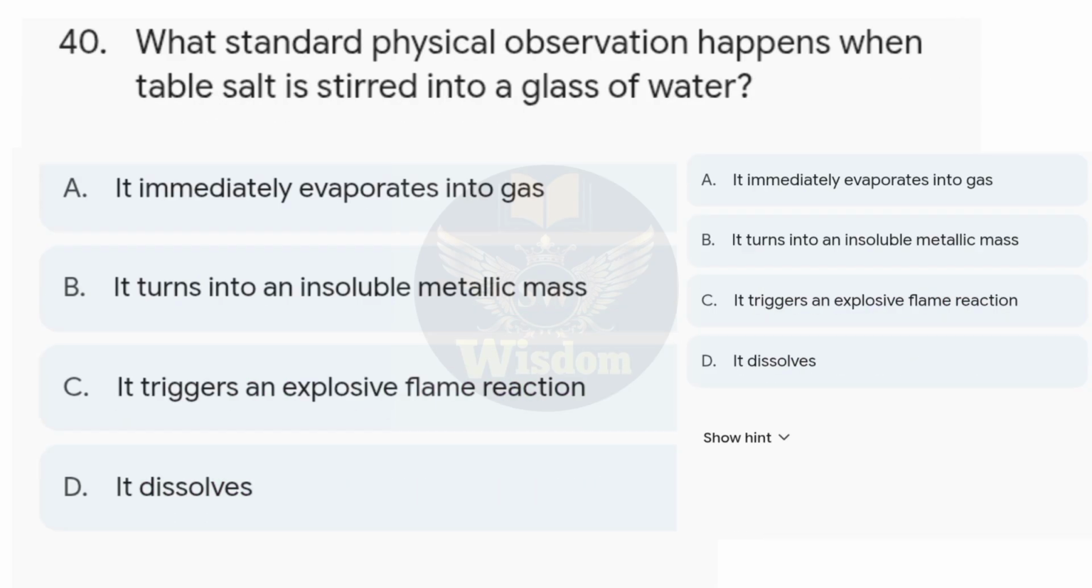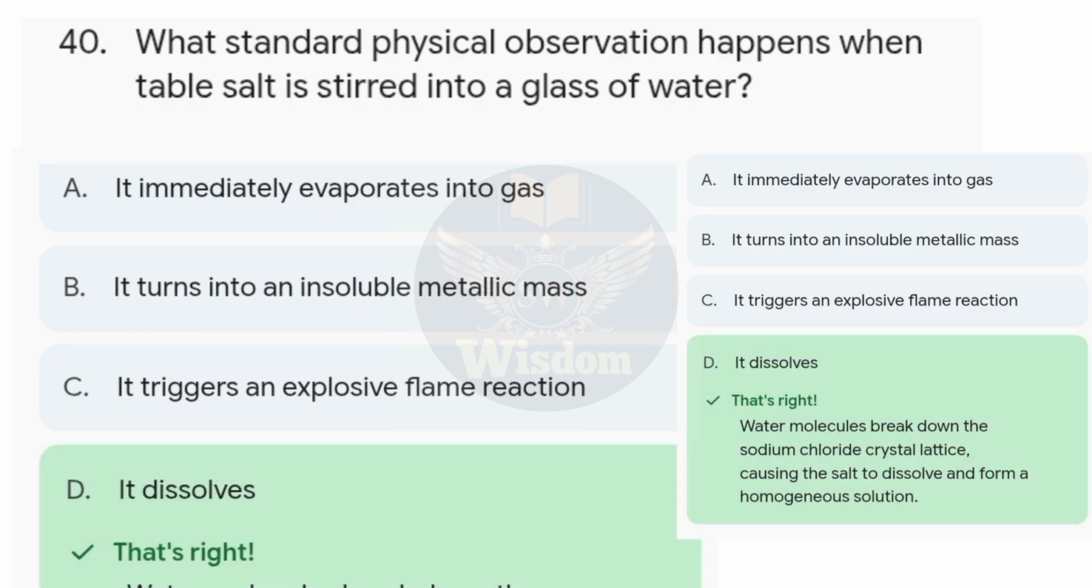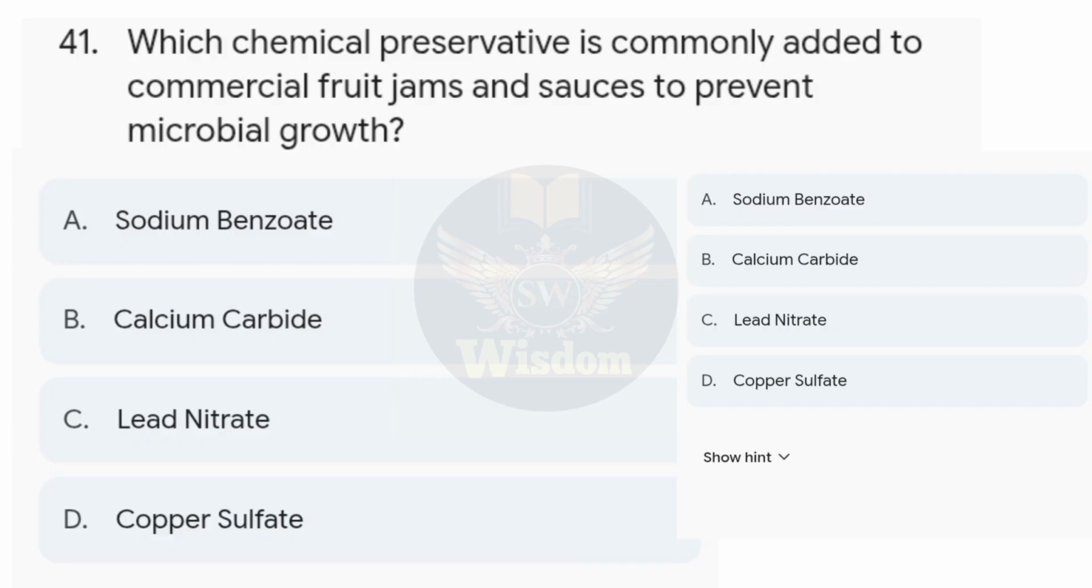Next question. What standard physical observation happens when table salt is stirred into a glass of water? The correct answer is option D. It dissolves. Next question. Which chemical preservative is commonly added to commercial fruit jams and sauces to prevent microbial growth?